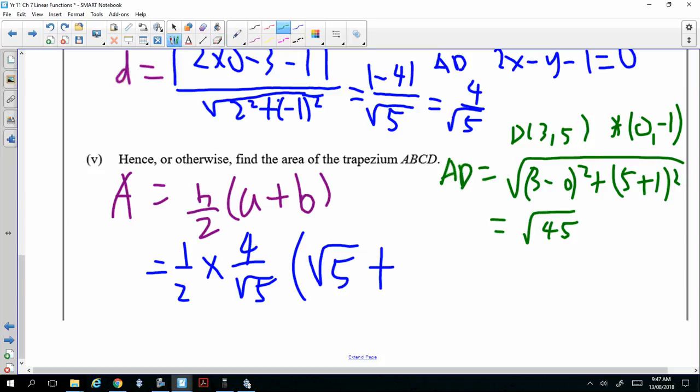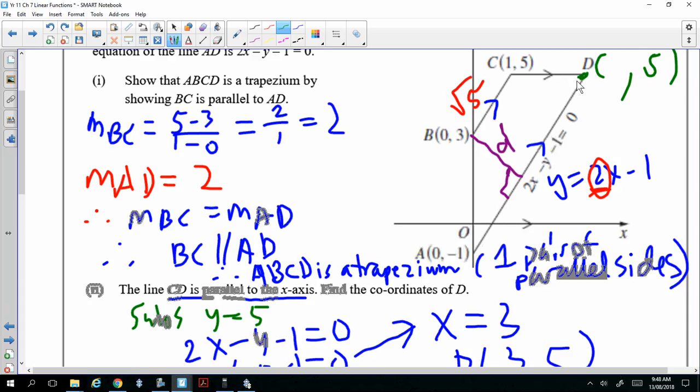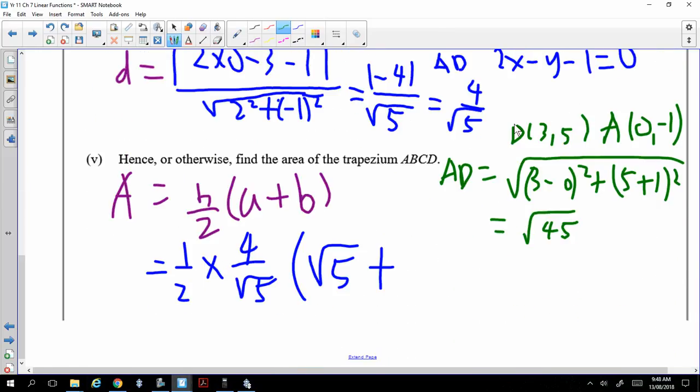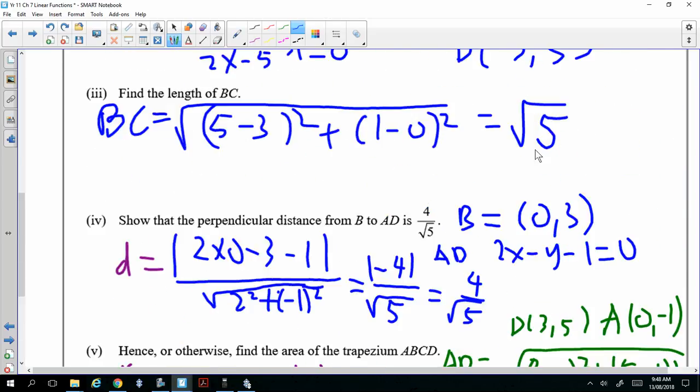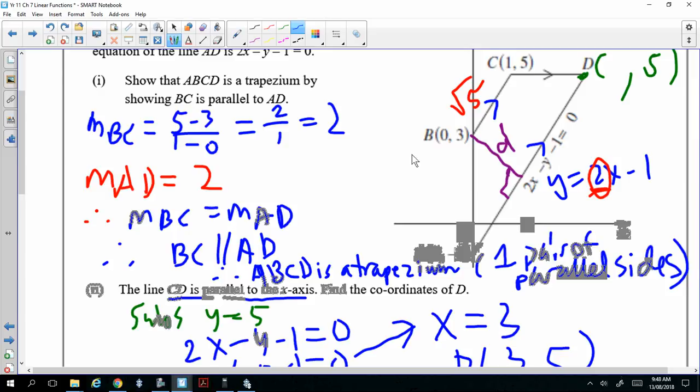All right, we'll find the length of AD. Find the length of AD. Why are we doing that? Well, okay, let's draw the trapezium. Now how do we find the area of the trapezium? Okay, H and A and B. Now, do we know the length of A? A is root 5. A is CD, right? Yeah, BC. And what's the length of B? We don't know. That's what we'll try to work out, the length of AD.